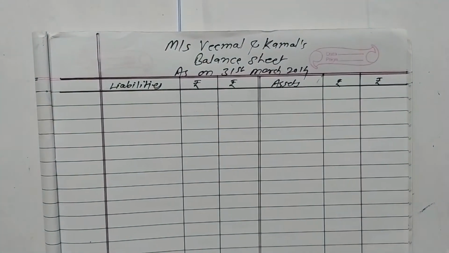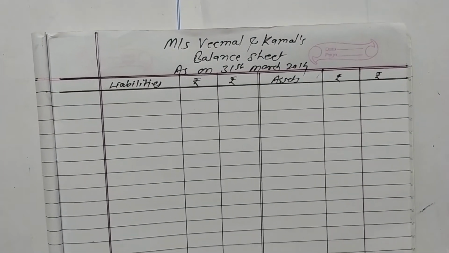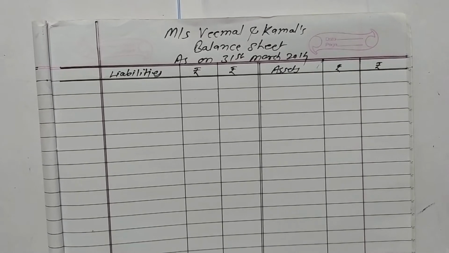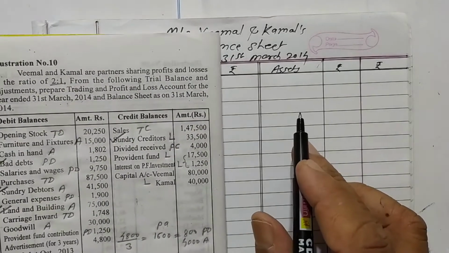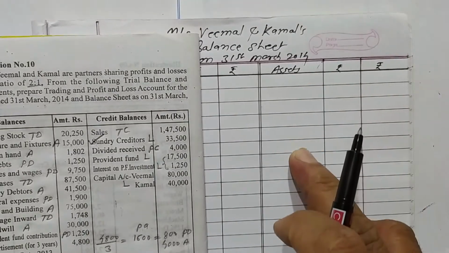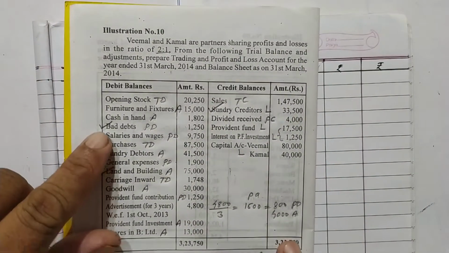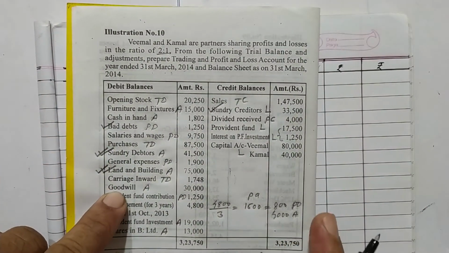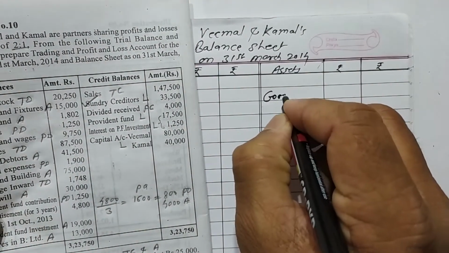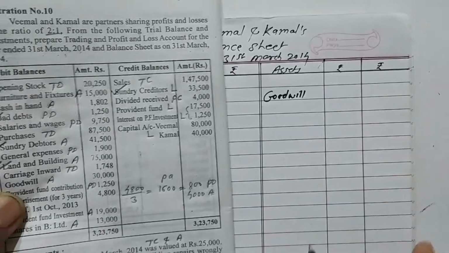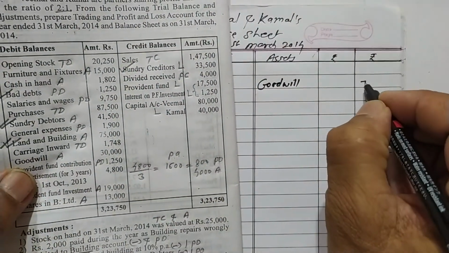The balance sheet is like this one. Vimal and Kamal balance sheet as on 31st March 14. Liabilities, assets, rupees. First we go to close the asset side. First we have to write the long-term assets. Now see, goodwill is a long-term asset. We write first goodwill, rupees 30,000.